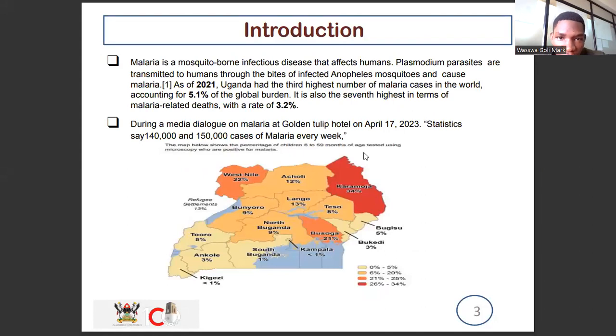malaria is a mosquito-borne infectious disease that affects humans, and these Plasmodium parasites are transmitted to humans through the bites from the Anopheles mosquitoes. And as of 2021, Uganda had the third highest number of malaria cases around the world. And the map below shows the particular regions in Uganda with their percentages of malaria.